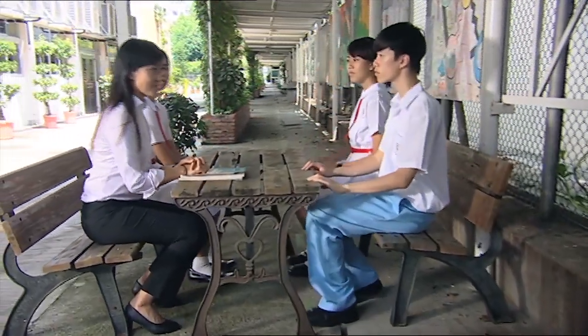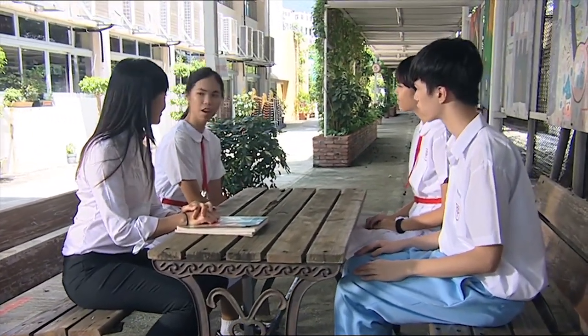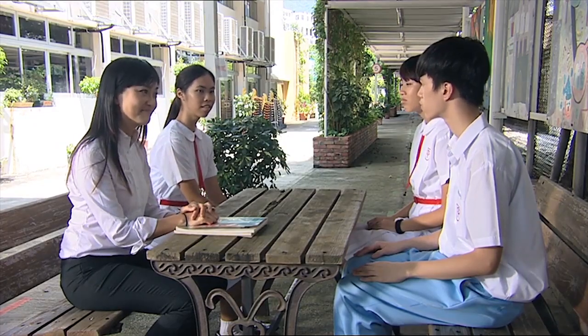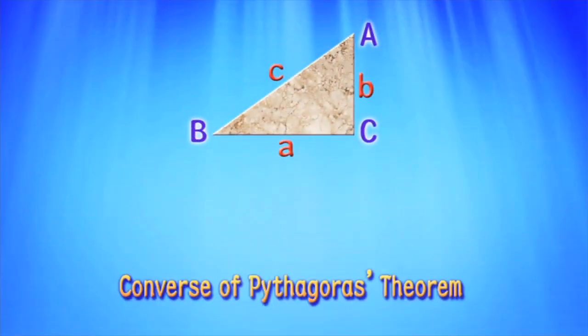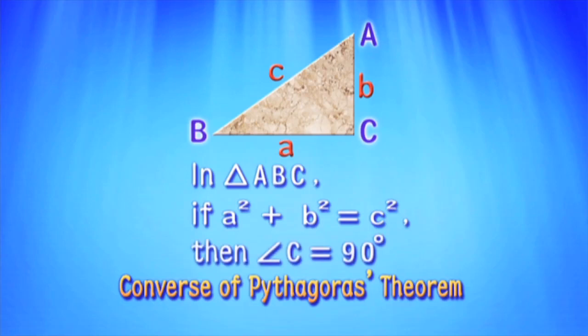However, do you know that Pythagoras' theorem can be used in a converse way to solve some problems? How do we use Pythagoras' theorem in a converse way? The converse of Pythagoras' theorem is that if the sum of the squares of the lengths of the two shorter sides of a triangle equals the square of the length of the third side, this triangle is a right-angled triangle, and the angle opposite to the longest side is a right angle. In geometry, we often use the converse of Pythagoras' theorem to prove two lines are perpendicular.